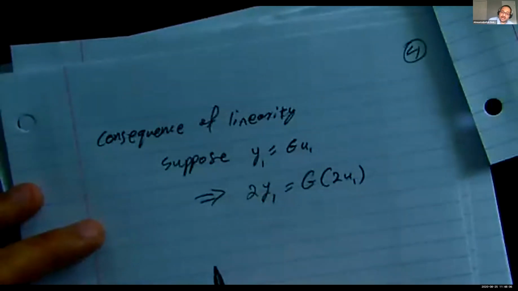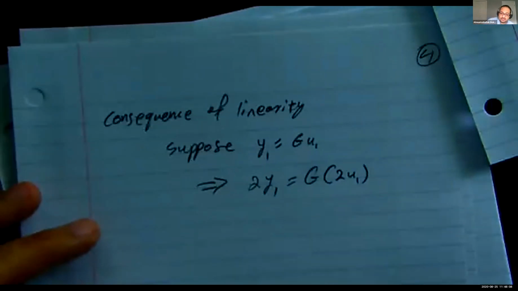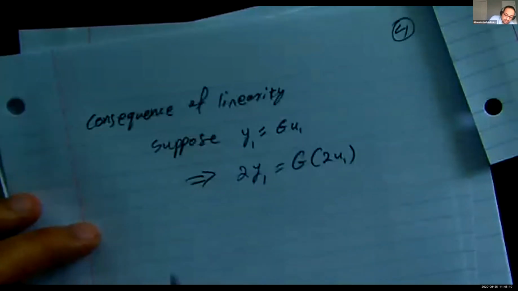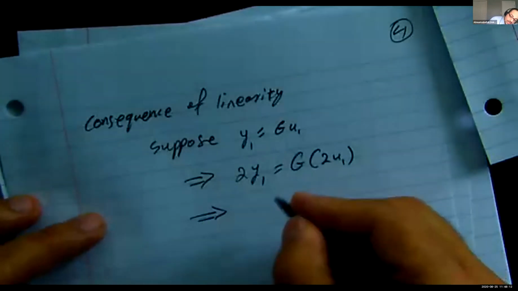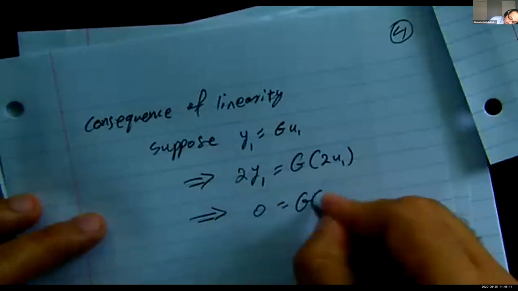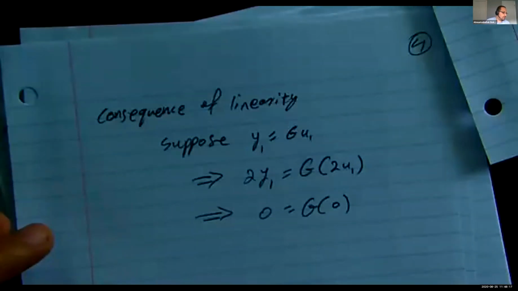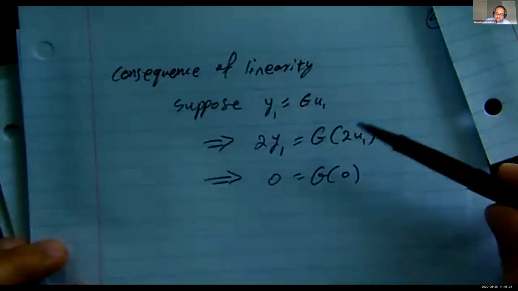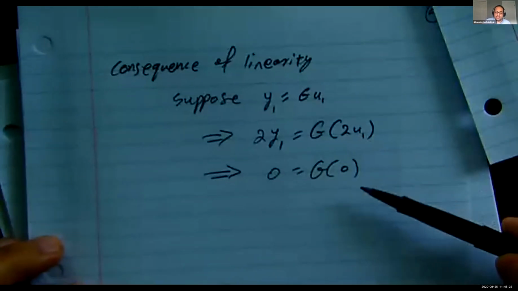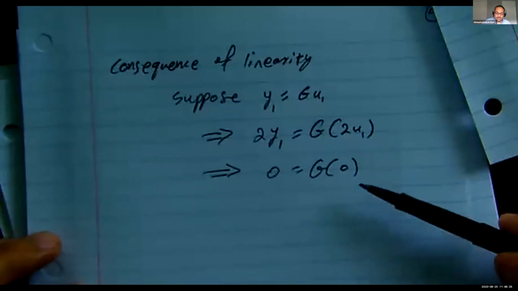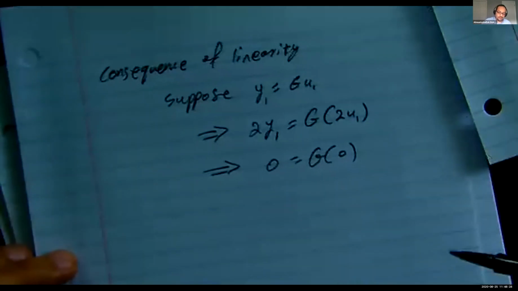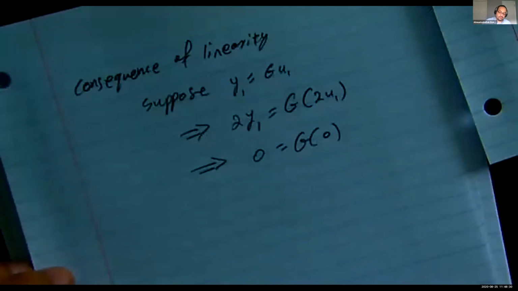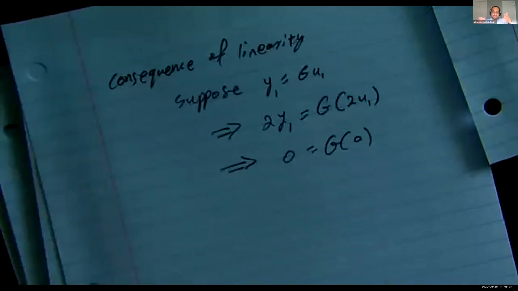Also, if I give the system 0, it should give me 0. That's also a result of linearity, right? 0 should give me also G of 0. Okay, these two should be equal to each other. All right. Mind you, these properties may not hold for nonlinear systems, and I say may because linear systems are a special case of a nonlinear system.